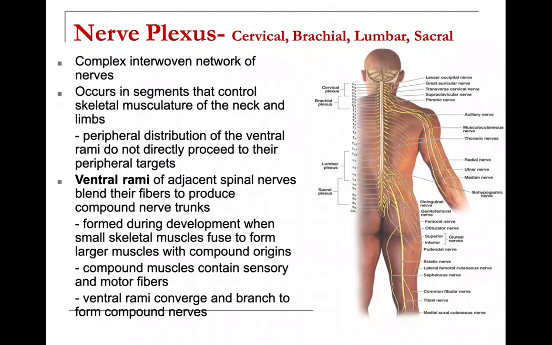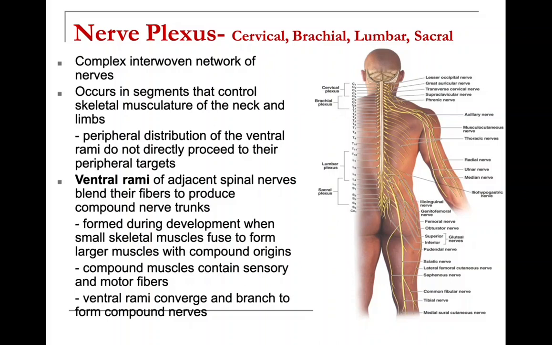So looking at the nerve plexuses, they're complex interwoven networks of nerves. They'll occur in the segments that are going to control the skeletal musculature of the neck and the limbs. So the peripheral distribution of the ventral rami does not directly proceed to their peripheral targets. The ventral rami of adjacent spinal nerves will blend their fibers to produce the compound nerve trunks.